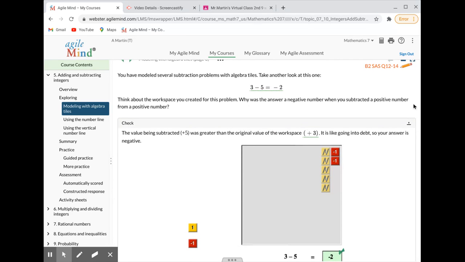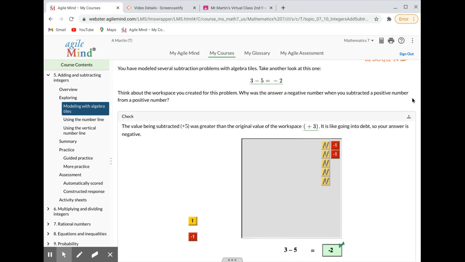You have modeled several subtraction problems with algebra tiles. Take another look at this one: 3 minus 5 equals negative 2. Think about the workspace you created for this problem. Why was the answer a negative number when you subtracted a positive number from a positive number?